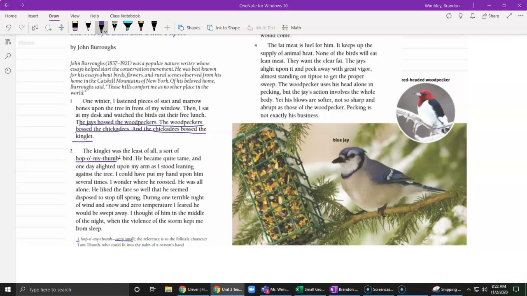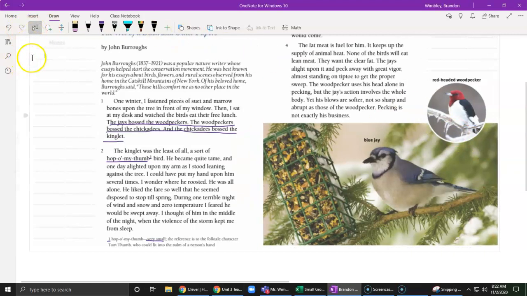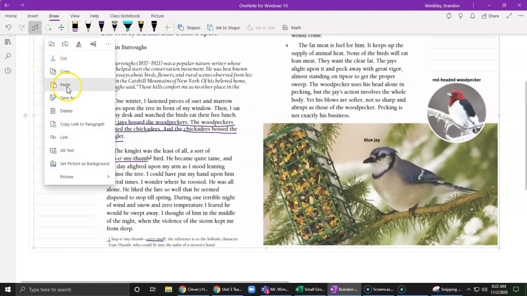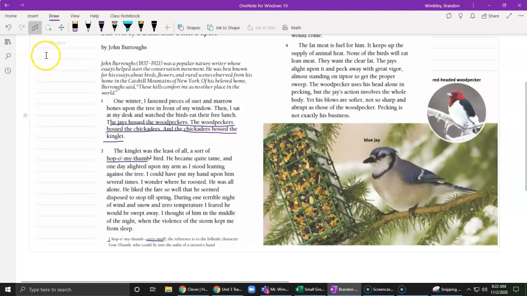So, by focusing on the key details I have so far, I can figure out what the main idea is. So, what is our main idea? So far, the text is a description of some birds that the writer is watching as they share a bird feeder. So, I'm going to put that in my notes on the side. So here we go.